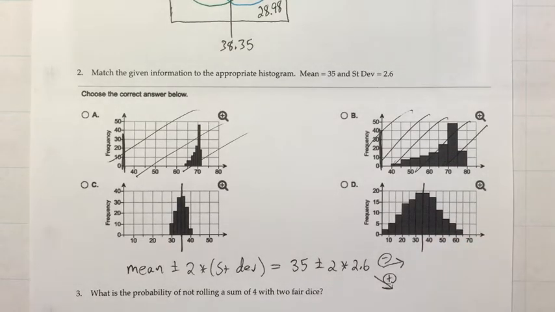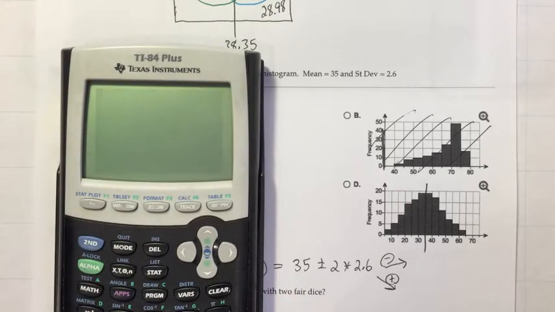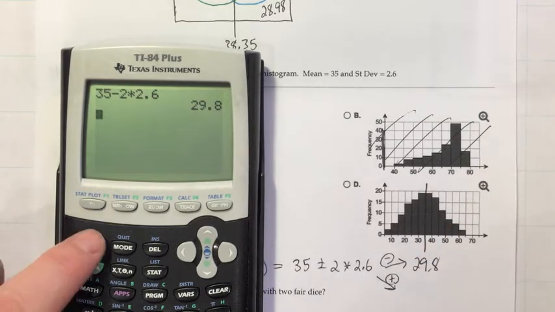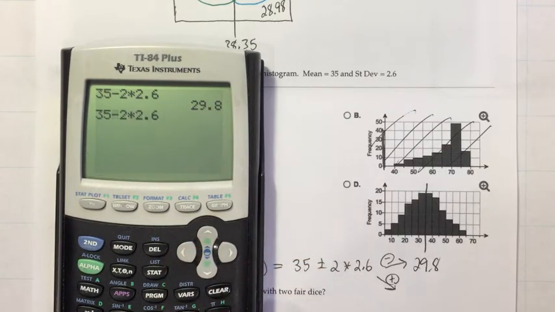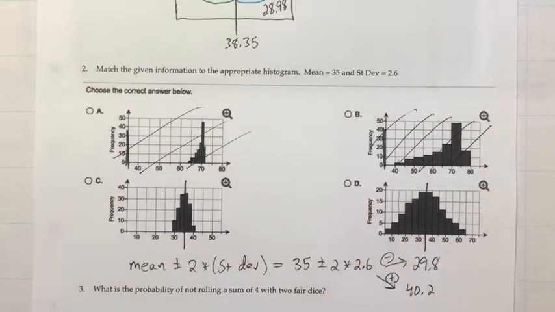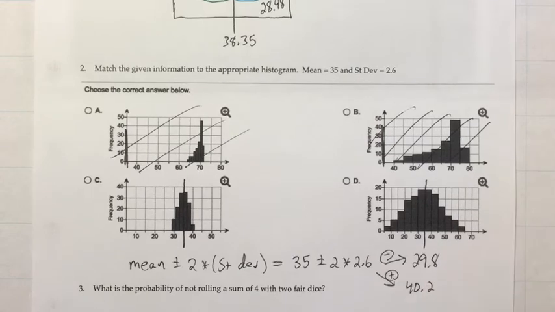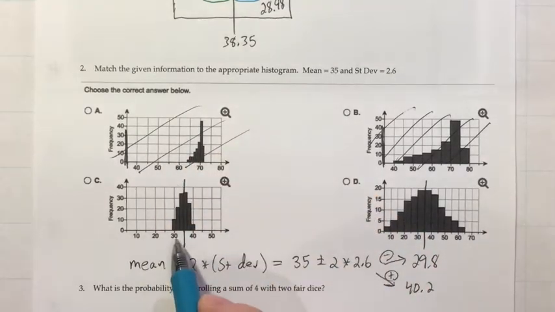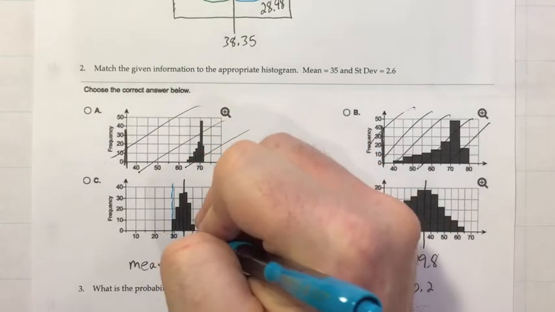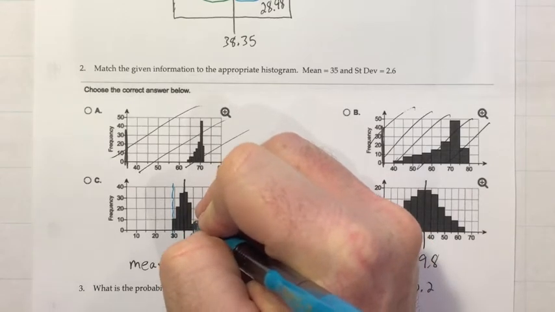So let me bring the calculator in for that. So we have 35 minus 2 times 2.6 is 29.8. And then I'll just hit second enter to pull that back up and change that to a plus sign, and we get 40.2. So the right answer will be the picture where you have most of the data, about 95% of the data, in between 29.8 and 40.2. So on this picture, this is 20 and 30, so 29.8 is maybe just before the 30, like around there. And the 40.2 is just past the 40, so maybe about there.